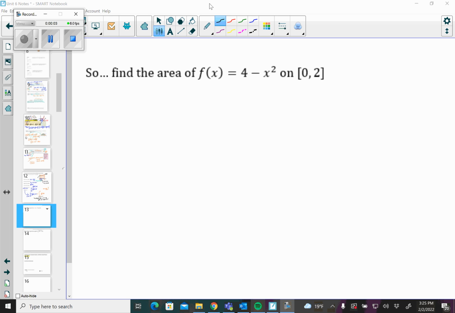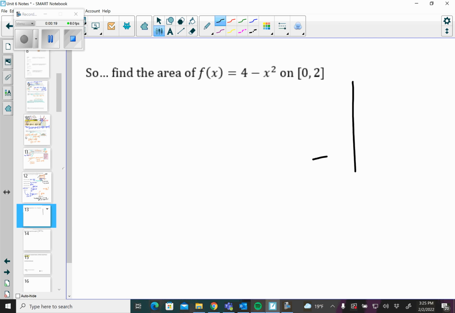Calculus, let's look at some examples of what we are starting in class. If we were asked to find the area under the curve f of x is equal to 4 minus x squared on the interval from 0 to 2, a good place to start would be to sketch this out. Make sure we know what this graph looks like.